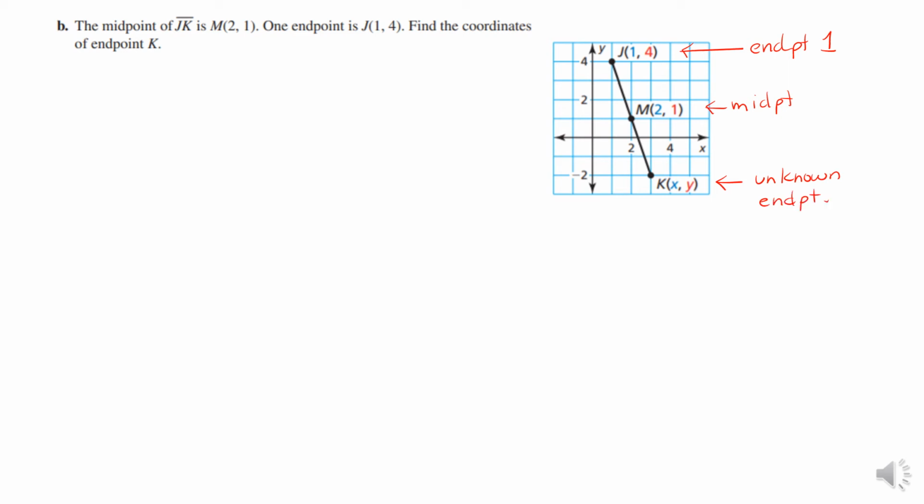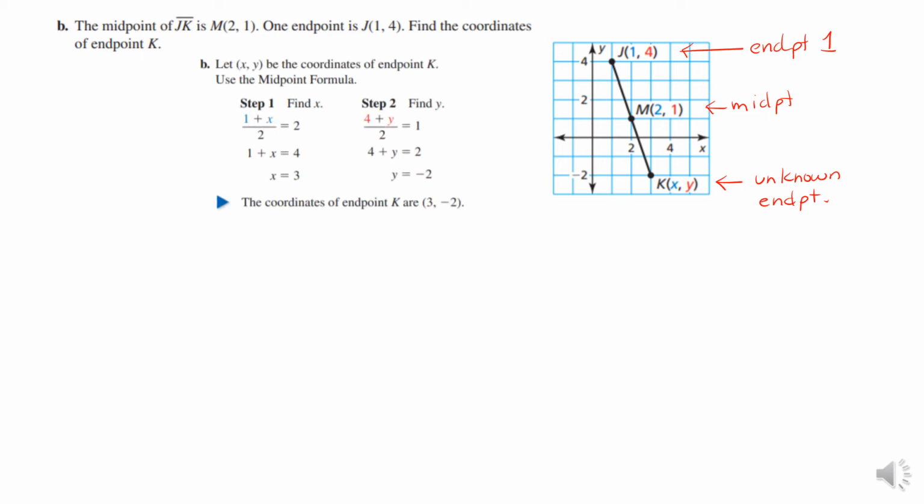So this is important that you understand this. To find the coordinates of point K, you use the same formula, but you have to apply it a little bit differently. So I'll show you what they did. We said that (x, y) is the coordinates for our missing endpoint. You plug in the x for the endpoint you know, and you plug in the unknown x there. You divide it by 2.